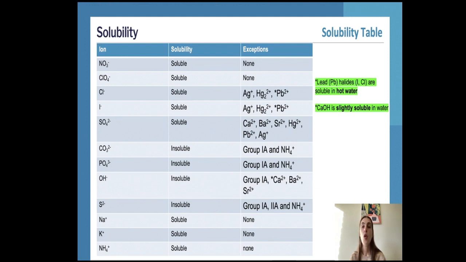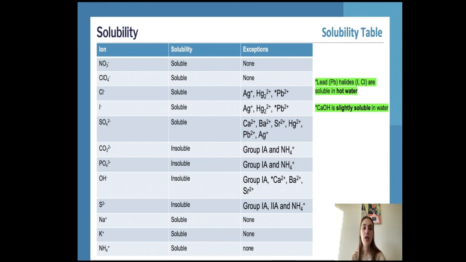Another important thing to note is that the lead halides, so for example PbCl2, which we just discussed, will be soluble in hot water. That also goes for PbI2, which will also be soluble in hot water. But in our typical standard temperature and pressure conditions in the lab, they will not be soluble.